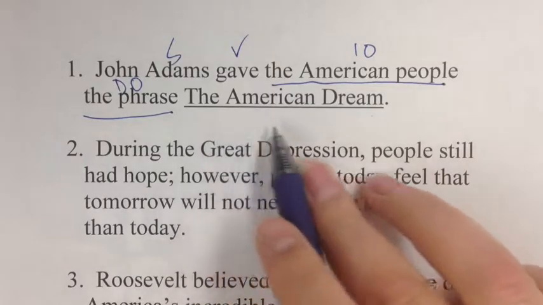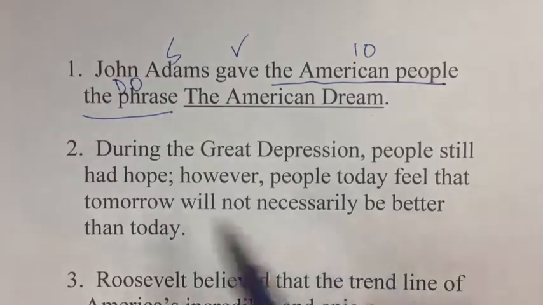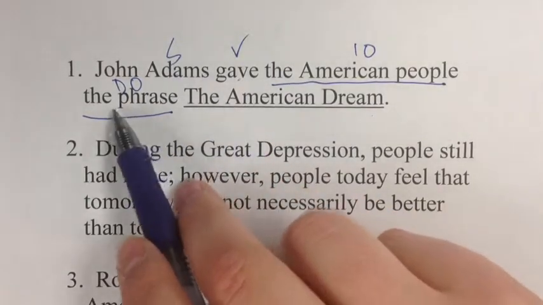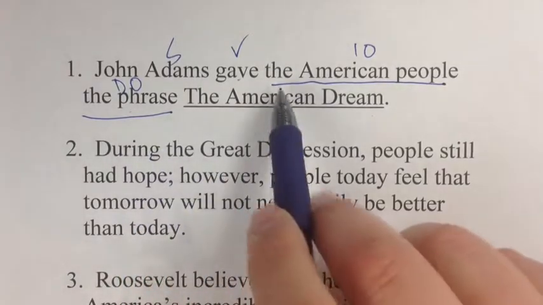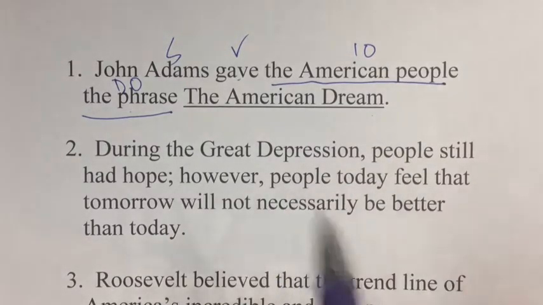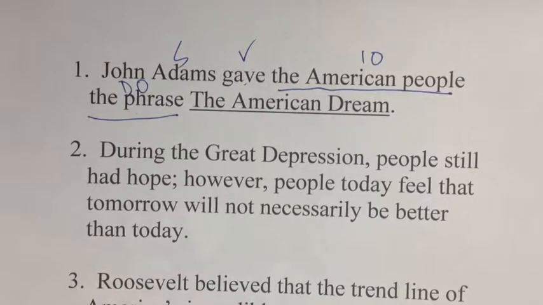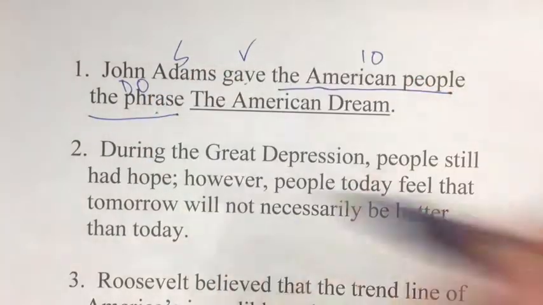So that's why I underlined the American dream. And I decided to make it a proper noun because it's a particular thing. So here's our subject, here's what he did, and here's what he actually gave. He gave the phrase, and then the people who benefited are the American people, and that's our indirect object. If you're writing a sentence with the indirect object, try to write a sentence using the verb give. Give will usually take an indirect object if you give someone a thing.